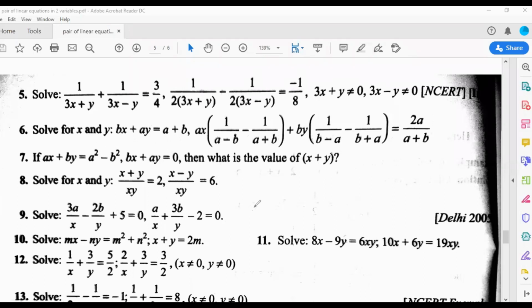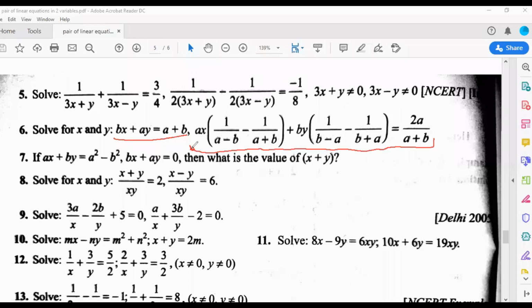You have studied a set of identities in standard form, like (a plus b) whole square, (a minus b) whole square, a square minus b square, etc. The sixth question, how can we do it? The first equation is very simple, given that bx plus ay is equal to a plus b. The second equation is a larger equation. So how can we do it?